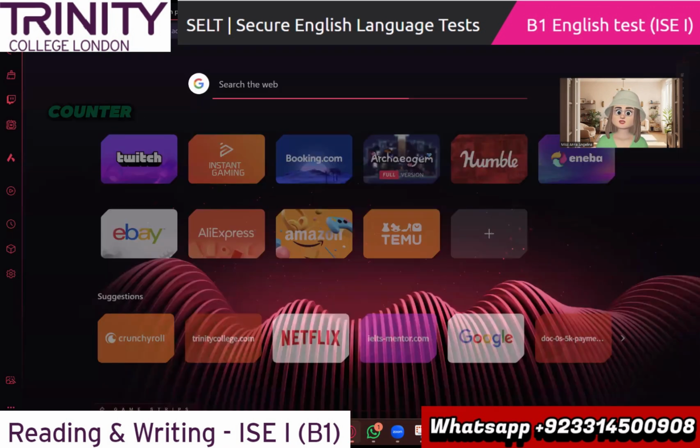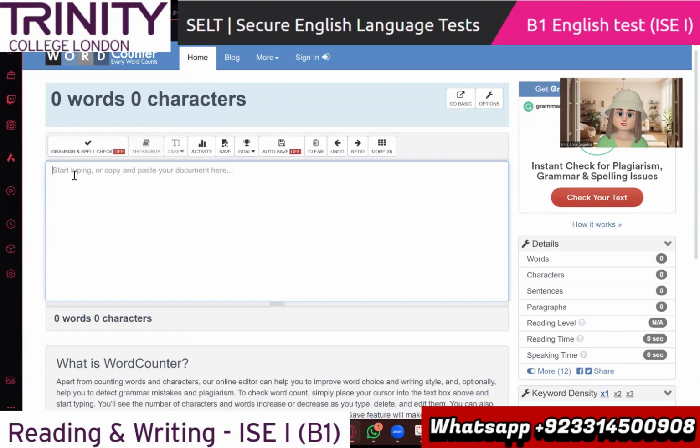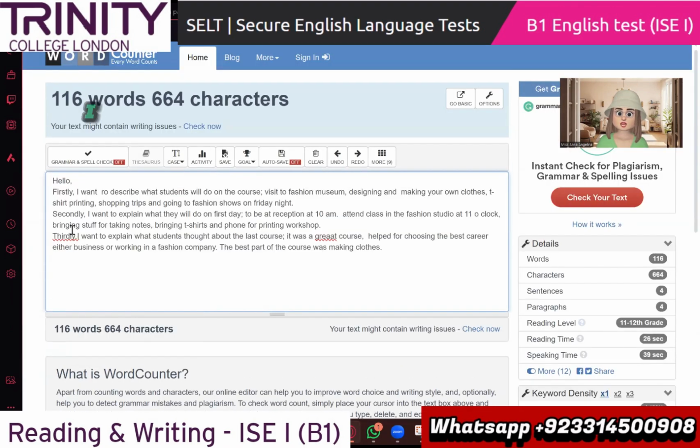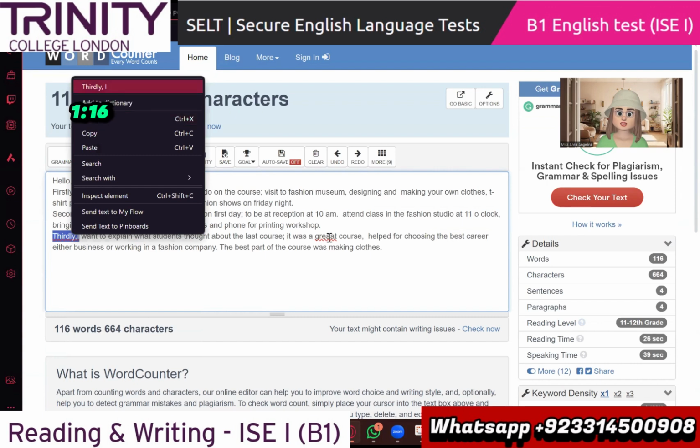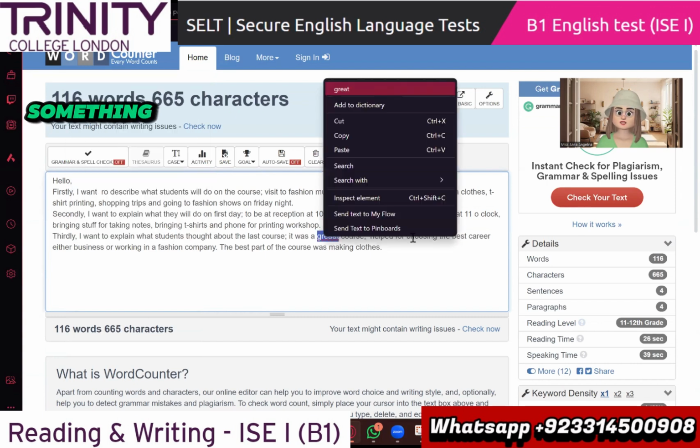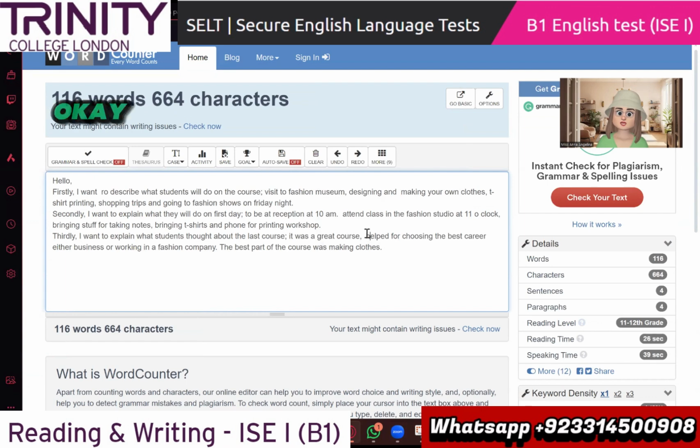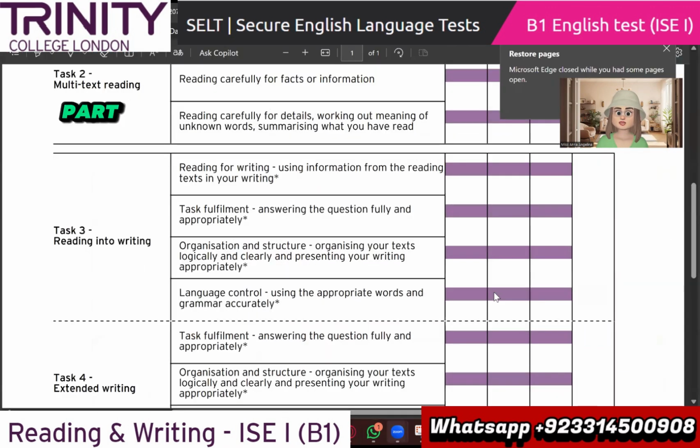Now I'm going to put it on a word counter. I think that's okay because it's 116, but if you still feel that there is something extra we've written, you can cross it, okay? 105, perfect, okay? Is it difficult for you? No, the first part is very easy. Okay, now let's move to the next part.